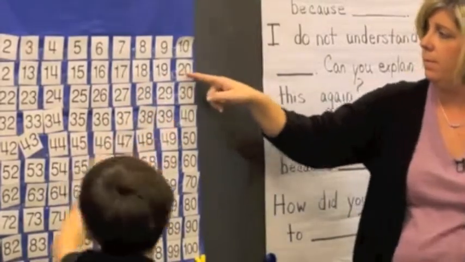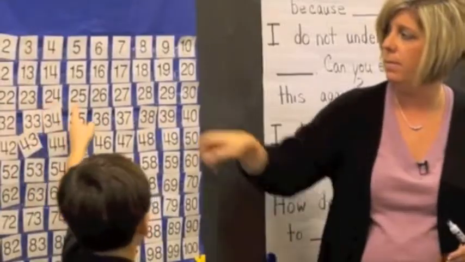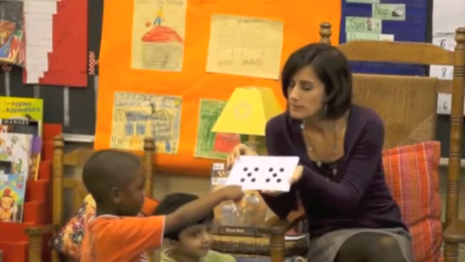Number talk's really a really easy thing to implement in your classroom. 7, 8, 9. We were learning together. They can learn from each other. They can learn from themselves. Both of those are the same. They are.